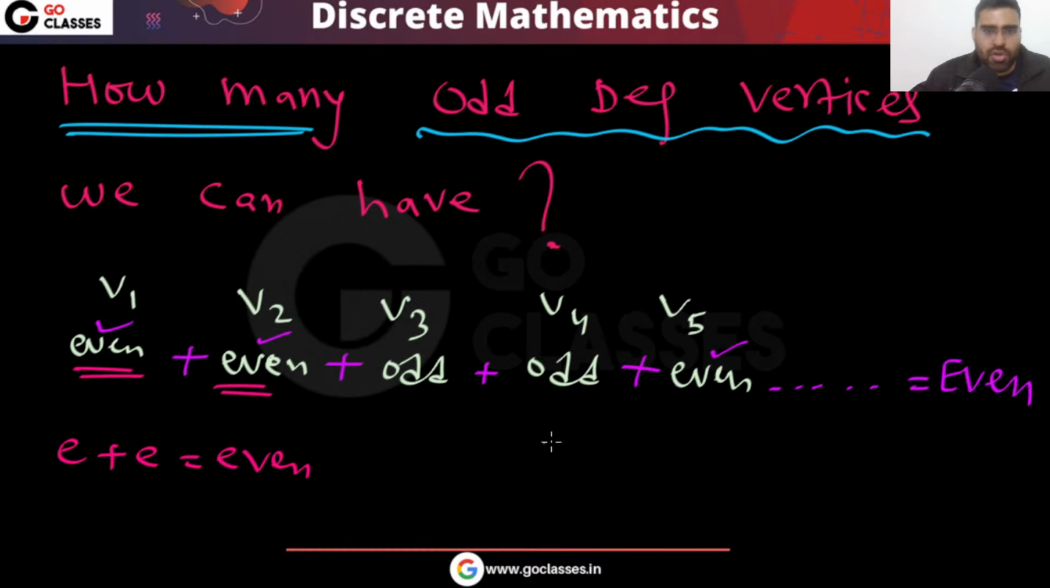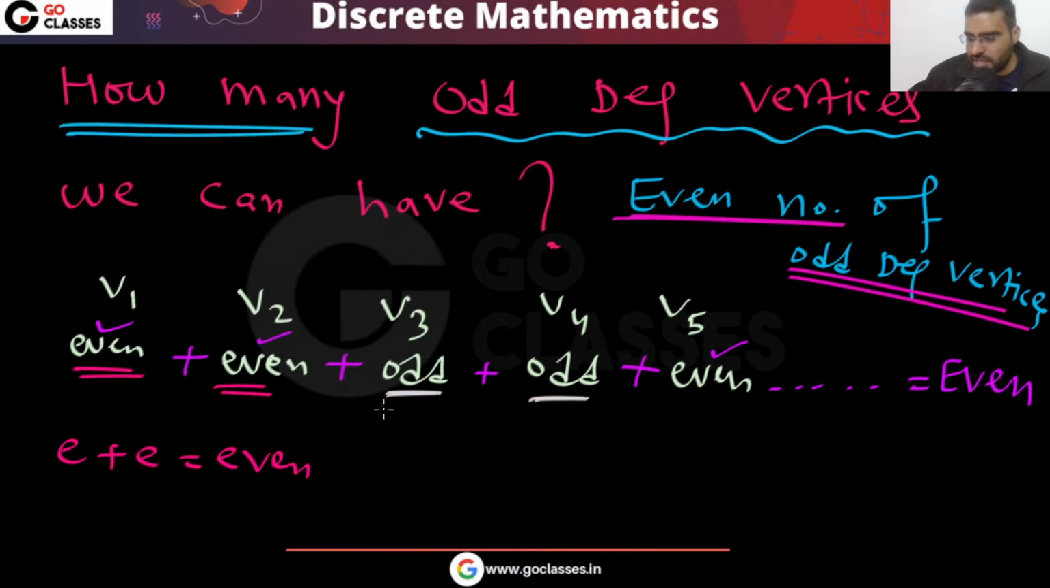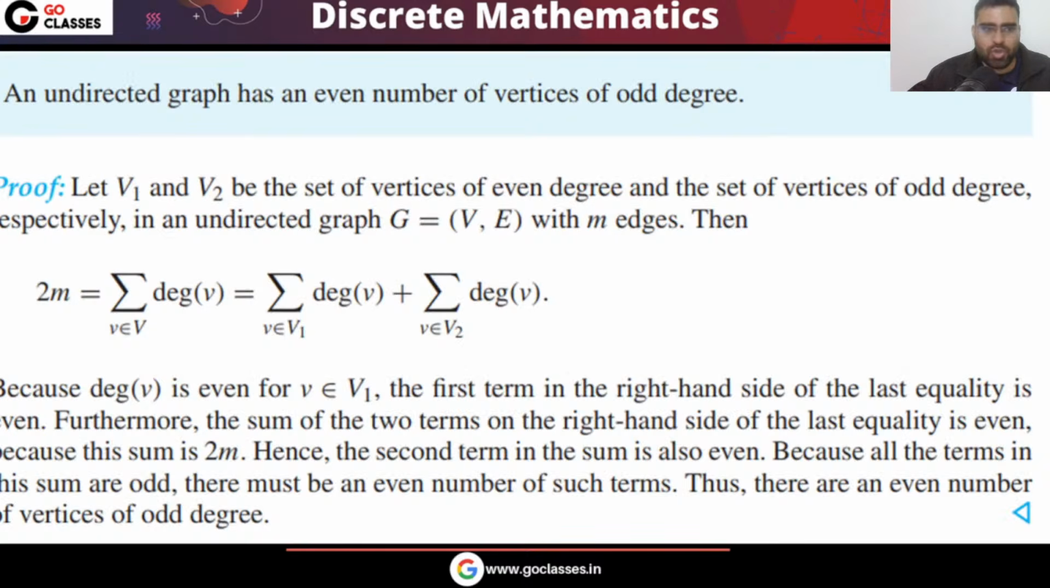So how many odd degree vertices can you have? You should have an even number of odd degree vertices, right? Yes or no? In any graph, the number of odd degree vertices should be even. This is important: any undirected graph must have an even number of vertices with odd degree.